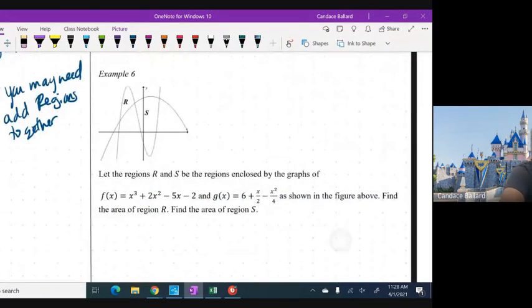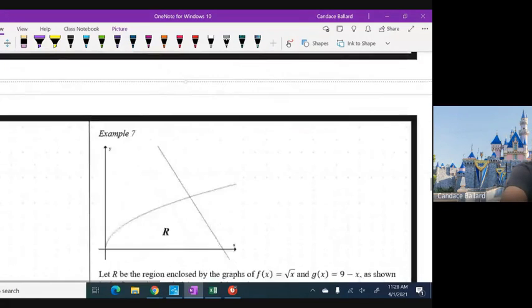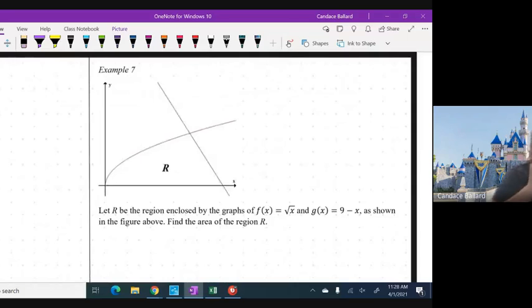Okay. So example 6, very similar, right? We've got the 2 regions. We're going to skip that one. Let's go to example 7. Okay. So in example 7, I still have 2 regions actually. It's just the way the regions are is a little bit different. Okay, it's not adding region R and region S. It's I have 2 different tops to region R, right? Up until whatever this value is right here.